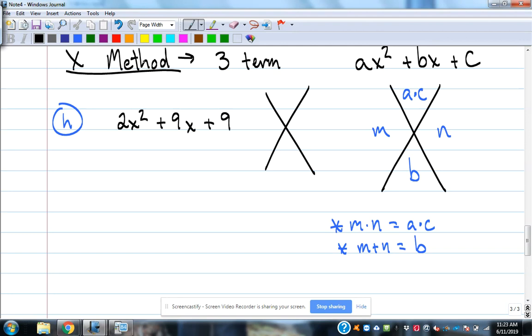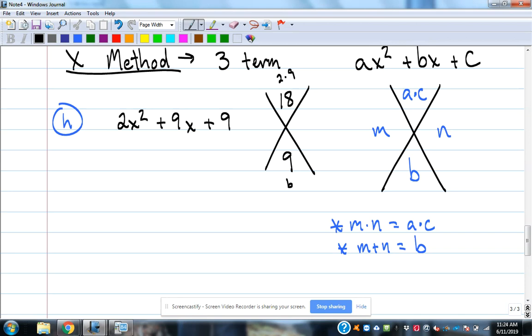On the top, we say 2 times 9. What's 2 times 9? 18. On the bottom, we're going to put b, which is 9. Okay. 18 was 2 times 9. B, that's where that 9 comes from. Now, on the sides, we're going to look for numbers that multiply to be 18 and add to be 9. We need it to multiply to be 18 and add to be 9.